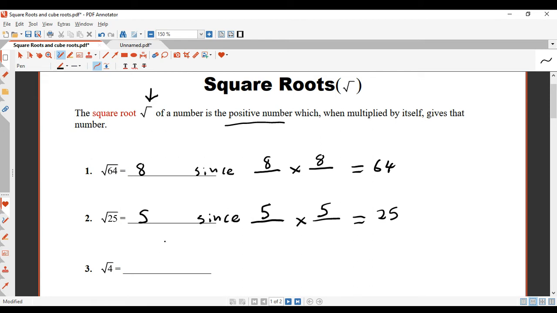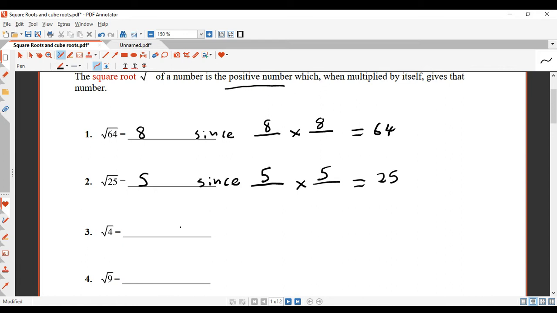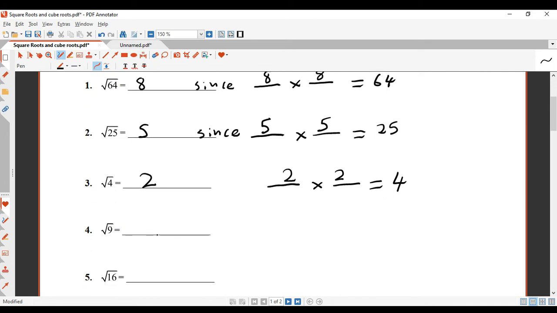Let's do question 3. Now, what's the square root of 4? Well, we've got to find a number which when multiplied by itself gives me 4. That's what this means. It means find a number which when multiplied by itself gives me 4. Well, 2 times 2 is equal to 4. So we say the square root of 4 is equal to 2. All right, let's look at the next one.